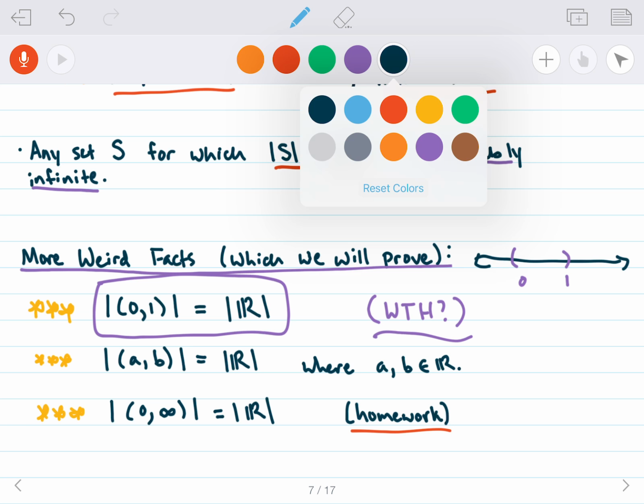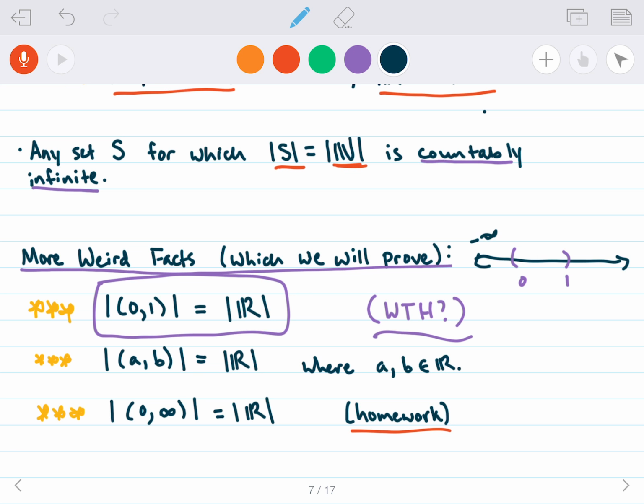So here's negative infinity to infinity, and you're telling me that this tiny little portion of the real numbers, which to scale you wouldn't even be able to represent pictorially, but here's 0 to 1, has the same size as the real numbers? What? Are you kidding me? I think that's insane, okay? And we're going to show this.